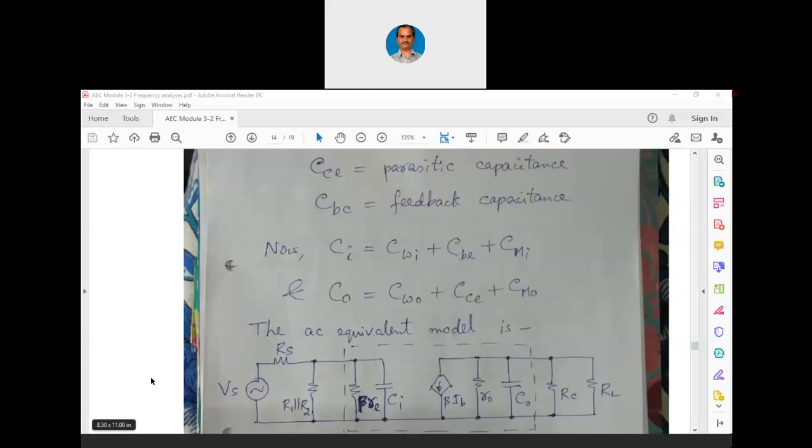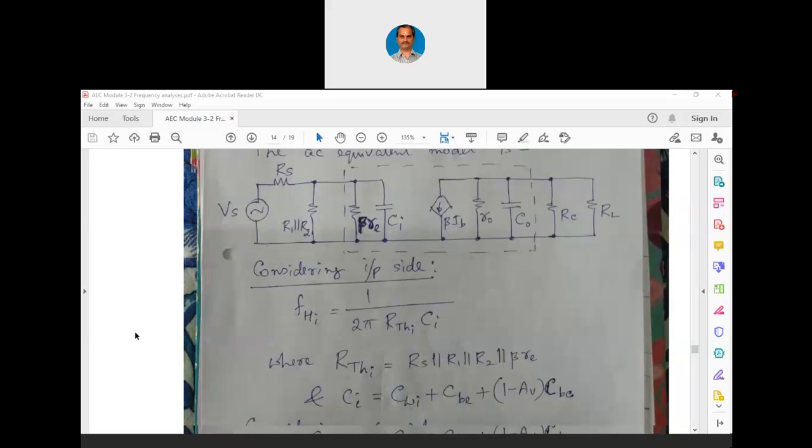The only two different things in this particular model are CI and CO. And please remember, CI is CWI plus CBE plus C Miller at the input. And CO is CWO plus CCE plus C Miller at the output. And you will have to recall again, CMI is what? CMO is what? Again, I am going to show that exercise later on. It is related with the voltage gain. So using this AC equivalent model, let us proceed further.